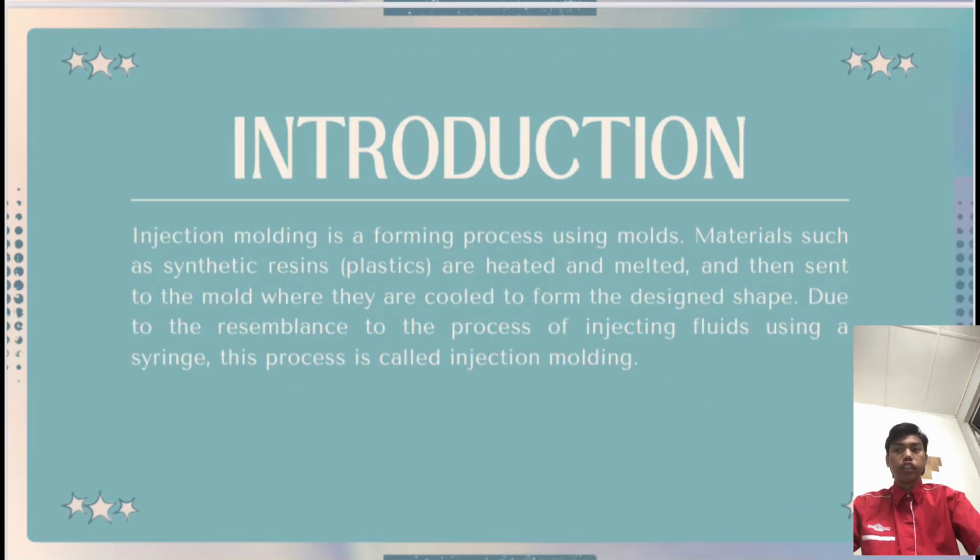First, introduction. Injection molding is a forming process using a mold. Materials such as synthetic plastics are heated and melted, and then sent to the mold where they are cooled to form the designed shape. Due to the resemblance to the process of injecting fluid using a syringe, this process is called injection molding.